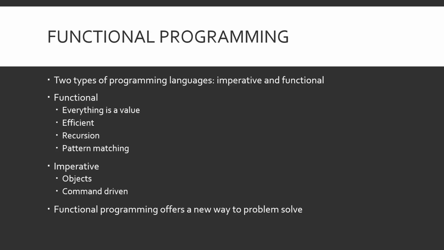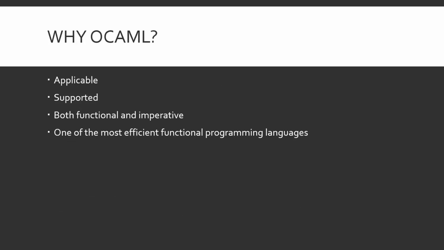And if you're entering the field, or if you're already in the field, having a functional programming background is beneficial for really anything that you're doing in programming. So why OCaml? There are many functional programming languages out there. First of all, OCaml is pretty applicable. There are many firms using OCaml. The biggest one is Jane Street, a Wall Street financial tech firm. They use OCaml to execute all their trades. So OCaml is used on Wall Street and in many other companies. There are lists of them online. You can look them up.